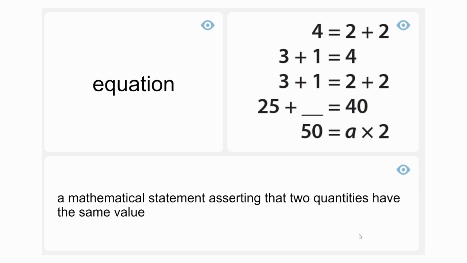Let's take a closer look. So if we look at 4 equals 2 plus 2, that's an equation. And it says, or asserts, that the quantity 4 has the same value as 2 plus 2. Or if we look at this equation, it says that 3 plus 1 has the same value as 2 plus 2.